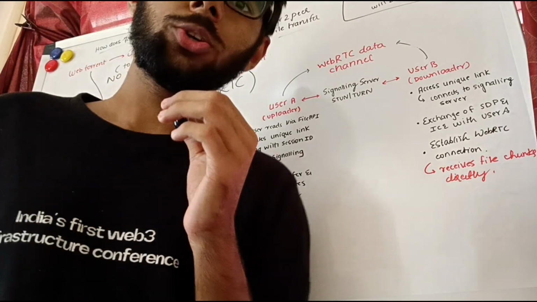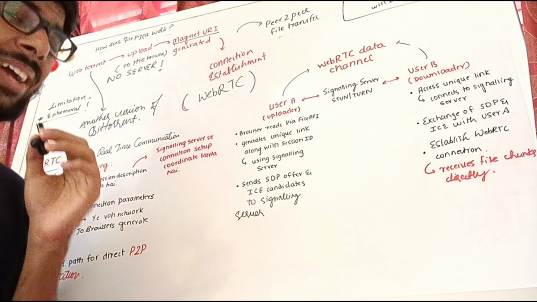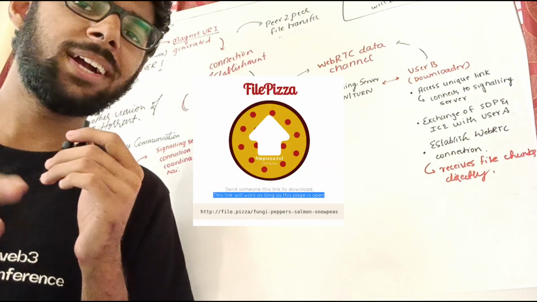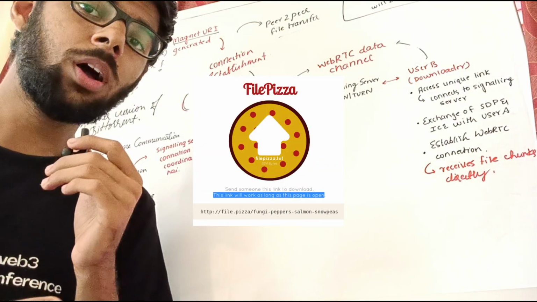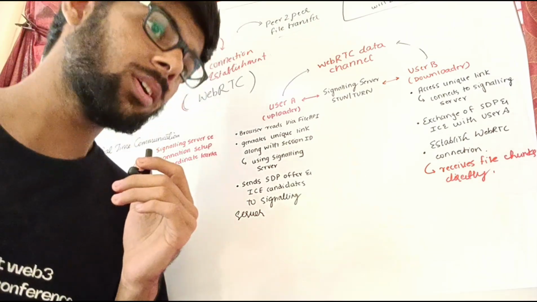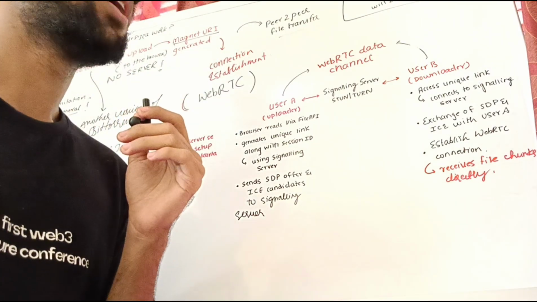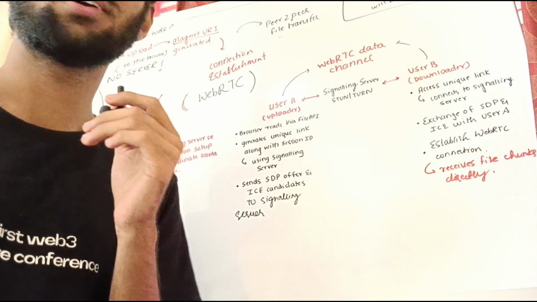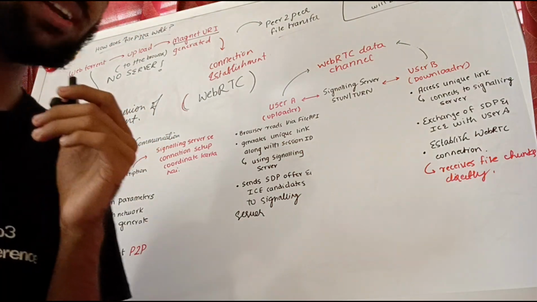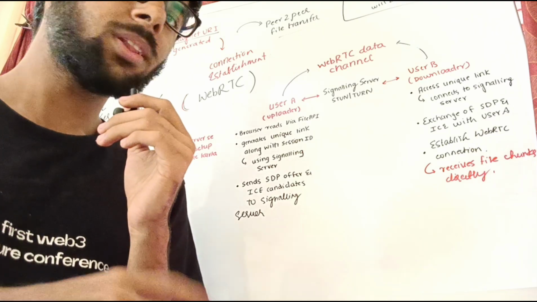Hello everyone. So today we'll be learning how file.pizza works. For anybody who doesn't know what file.pizza is, it's basically a service which lets you share files between two devices without using any external server. Now, how is it different from services like Google Drive? Google Drive has its own server, right, where the data is stored in the cloud.